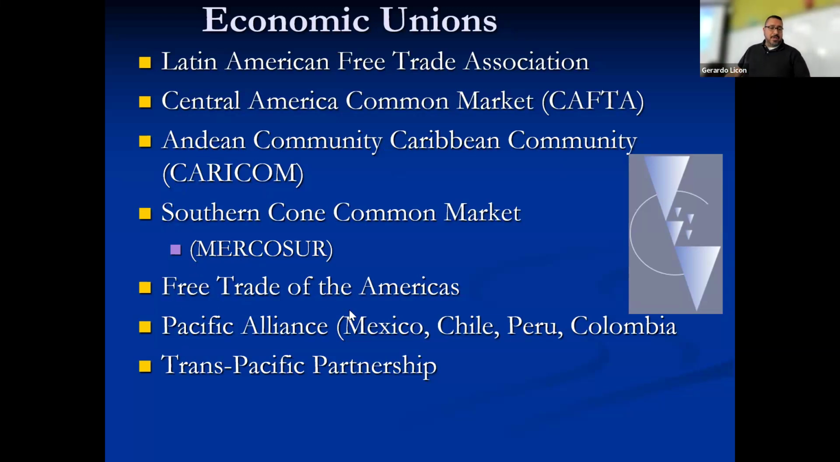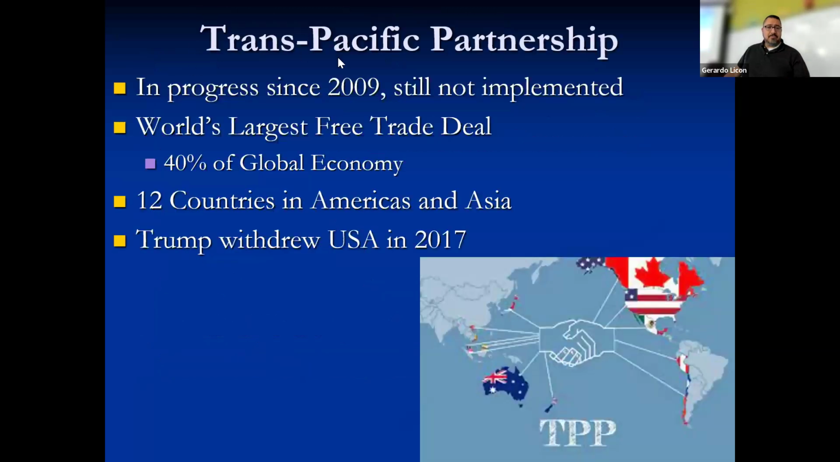Again, there's efforts to create something like a Free Trade of the Americas. And I think this might be its early logo, but that hasn't materialized. There were also efforts to create a Pacific Alliance: Mexico, Chile, Peru, and Colombia. That did materialize. Something that's been in the works is TPP, the Trans-Pacific Partnership.